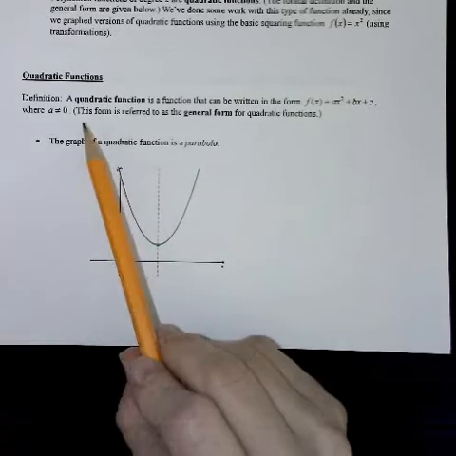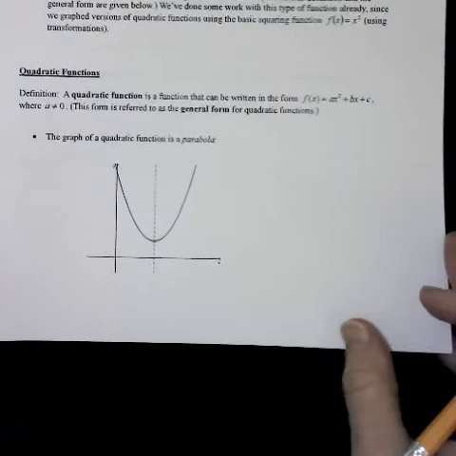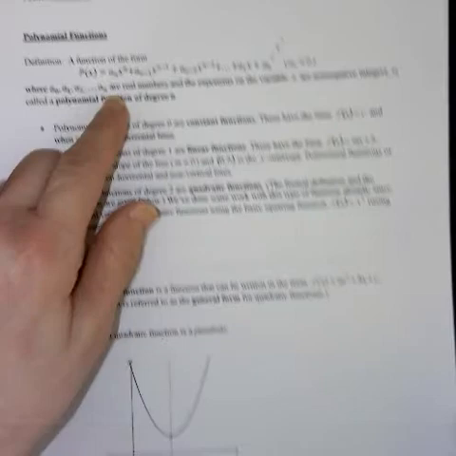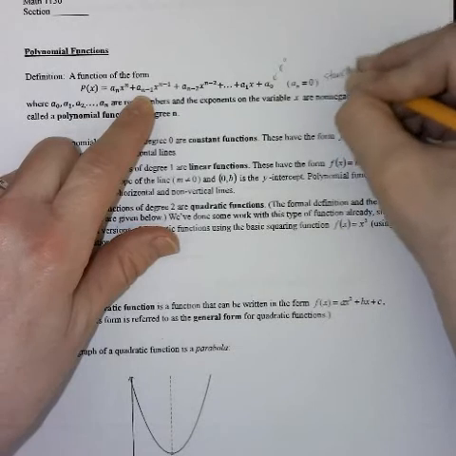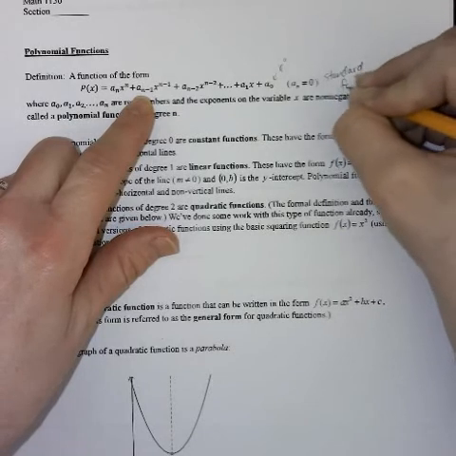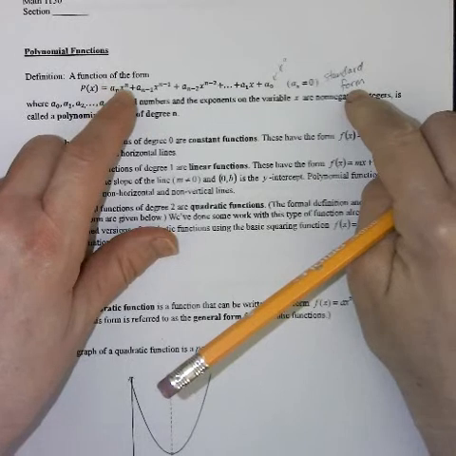This is referred to as the general form of the quadratic. And that reminds me, I should point out with a polynomial, this is called the standard form. Almost forgot to mention that. Standard form of a polynomial means the powers are in descending order.